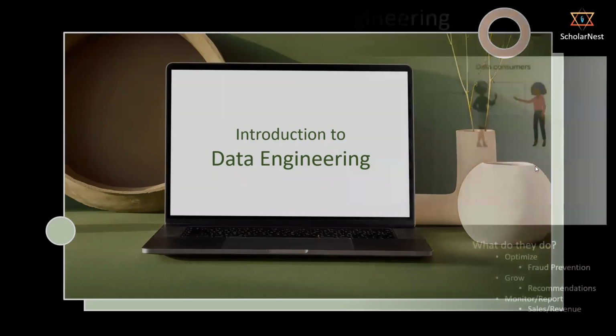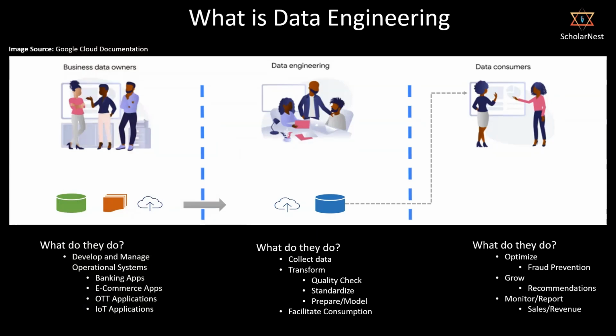So let's try to understand what is data engineering. In the industry, people who work with data are categorized mainly into three categories. These are based on their roles, responsibilities, and the kind of application they develop, right? And these three categories are known as data owners or data producers. They sit on the leftmost side of the data flow.